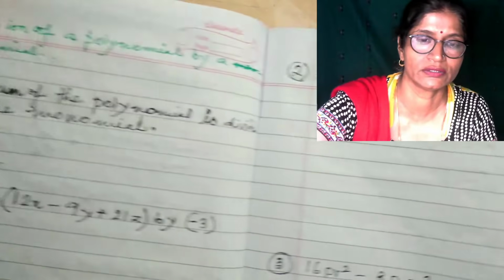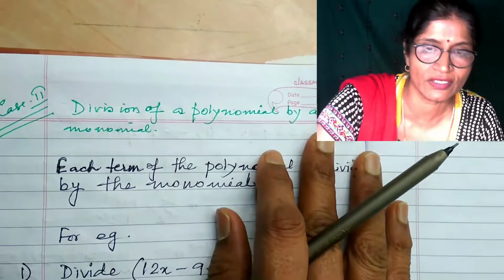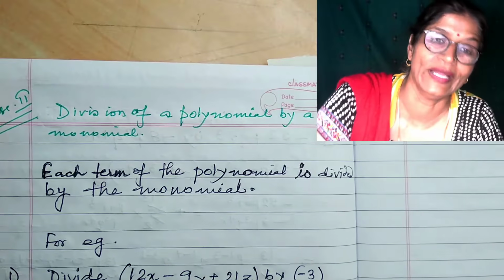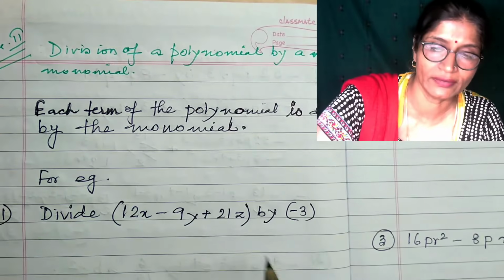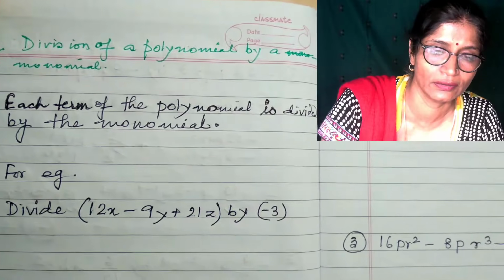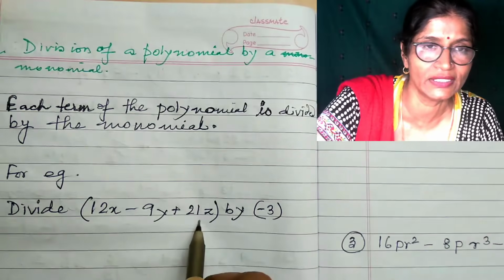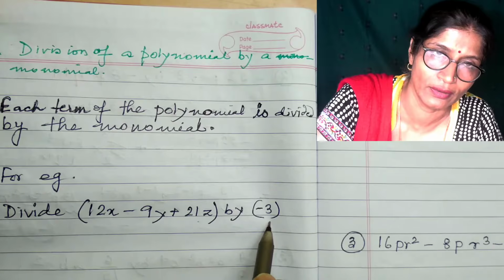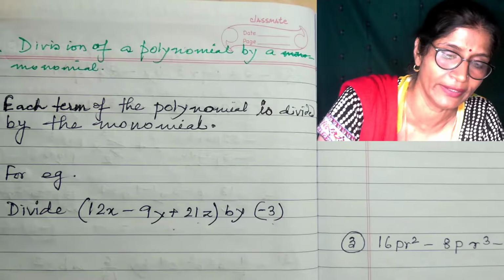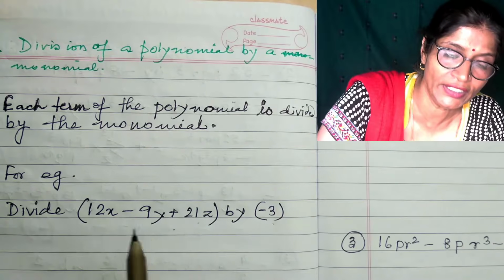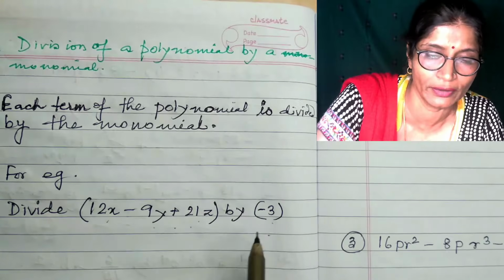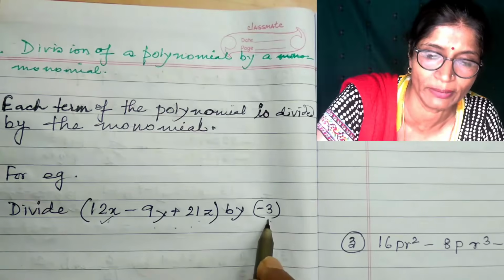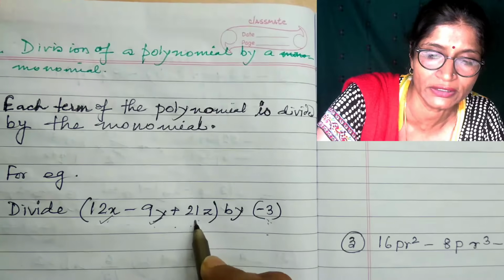Next one is that in case of division, when a polynomial is there but divided by a monomial. Okay, a polynomial divided by a monomial. So here each term of the polynomial is divided by the monomial. Each term means this will be divided by this, as well as this will be divided by this.